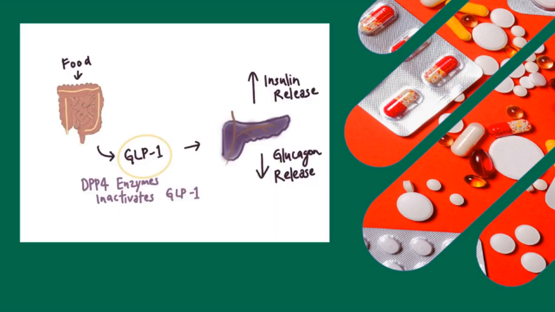Before moving on to the next class, let us take a look at this simple illustration. After food ingestion, GLP-1 is released by the small intestine. GLP-1 stimulates glucose-dependent insulin release from the pancreatic islet cells. It has also been shown to inhibit inappropriate post-meal glucagon release. Note that DPP-4 enzymes inactivate GLP-1.